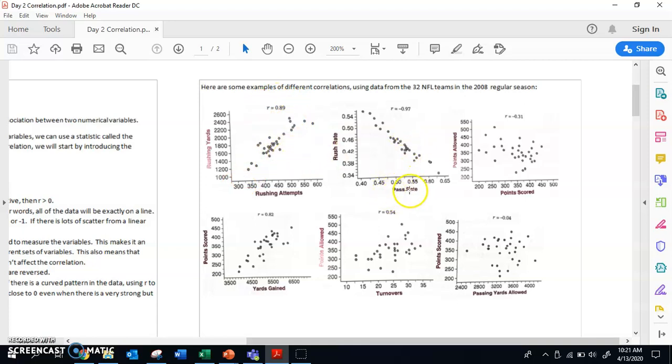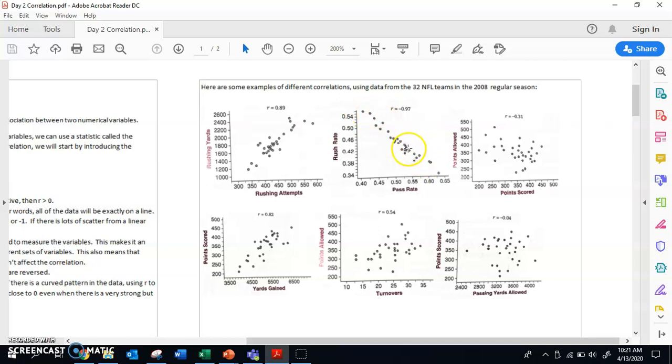And then right here we got passing rate and rushing rate. This one's a negative association because it goes down in a negative line. And it's even closer to a straight line. So its R value is negative 0.97. So that's even closer to a straight line than this one is. So the closer to 1 or -1 you are, the more straight of a line the dots will form.